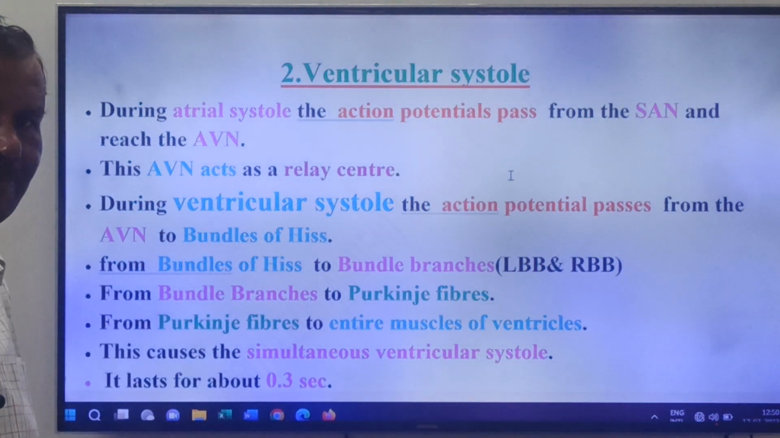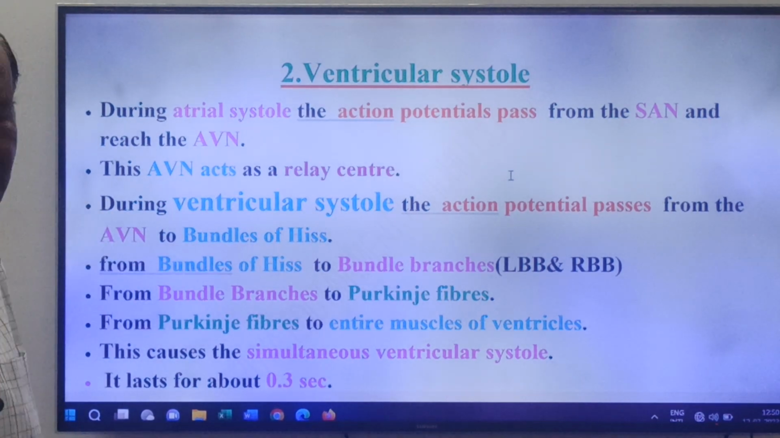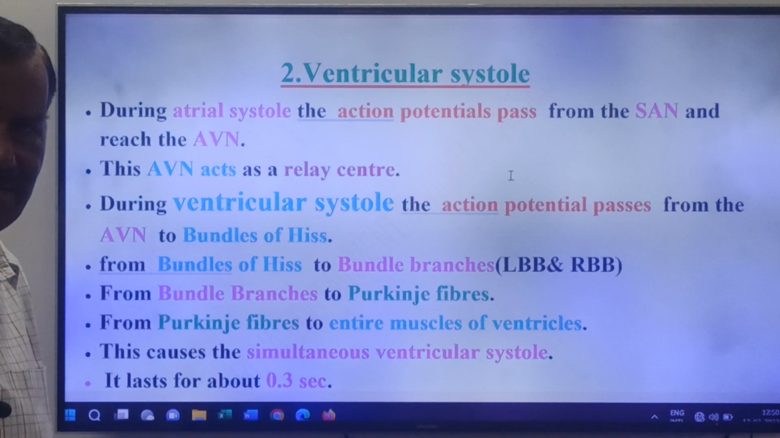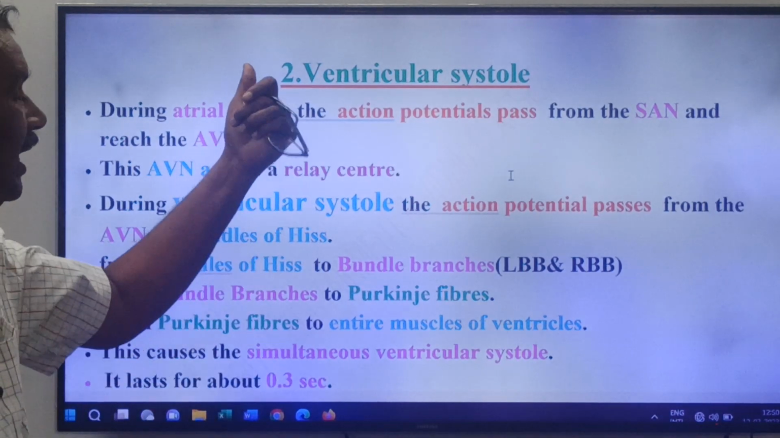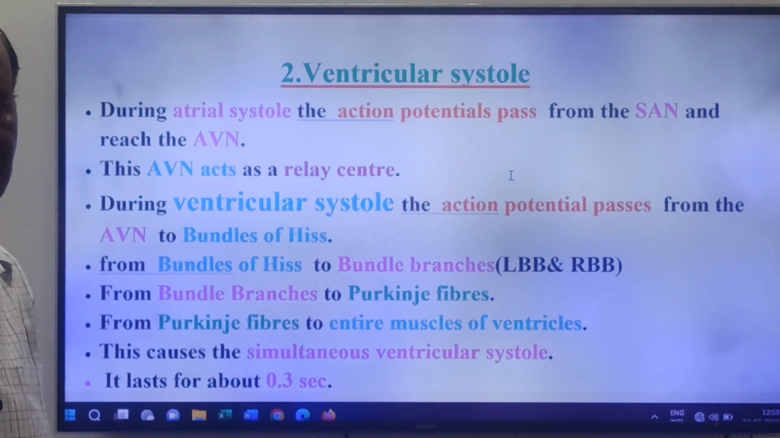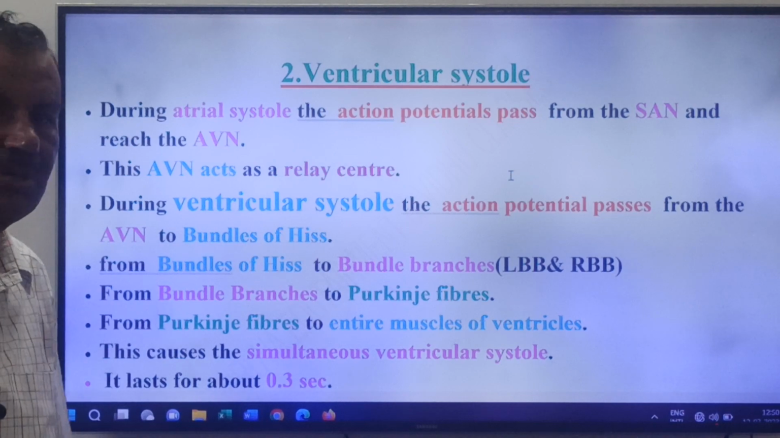When the AVN receives the impulse, it gives it to the bundle of His. The bundle of His supplies the bundle branches. The bundle branches supply the Purkinje fibers. Due to this, what happens, friends? Ventricular contraction takes place. That is called ventricular systole, friends.